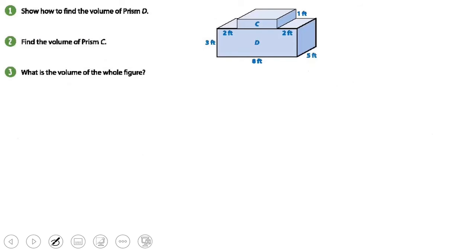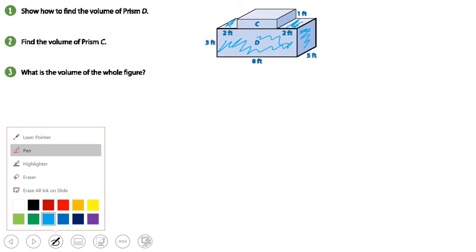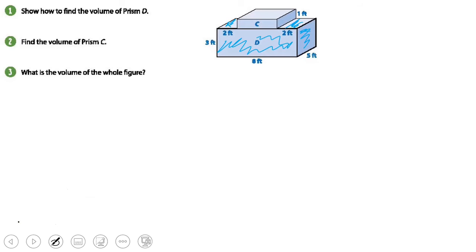I decided to also do this one with you, from your homework, because it is a little harder, okay? And it's asking you to do something a little different than what they had in the practice. So we need to find the volume for prism D. And remember, prism D is just this area in here, and prism C, we'll color in green, is this area here.